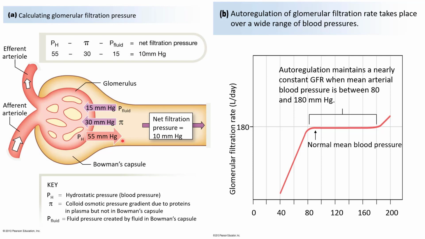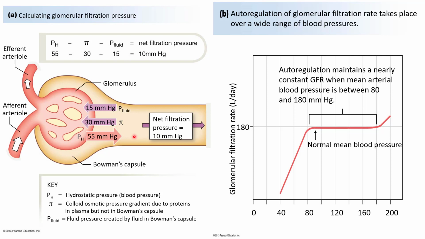Now, working against that hydrostatic pressure are two additional pressures. One is called the fluid pressure. Okay, this fluid pressure is the pressure found within the fluid in the lumen capsule. Now, it's not as great as the hydrostatic pressure. It's generally fairly low, but that's going to oppose that hydrostatic pressure to some degree.